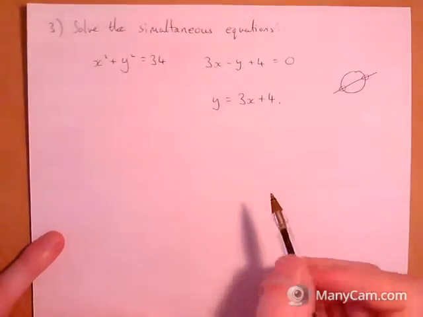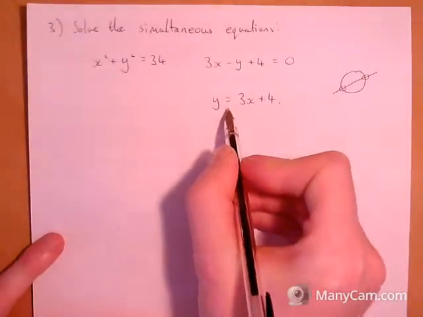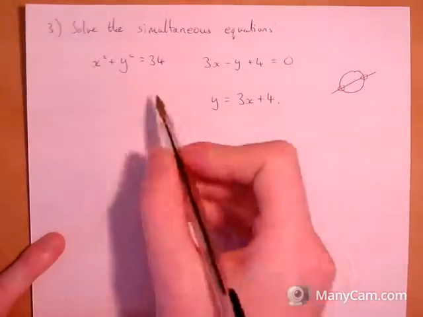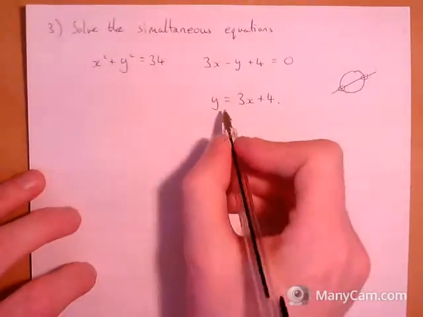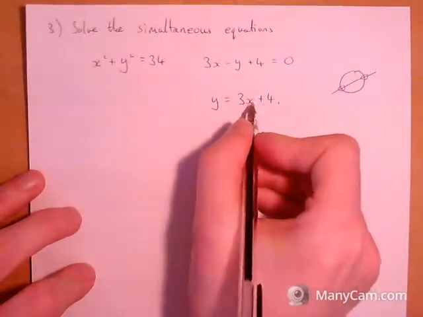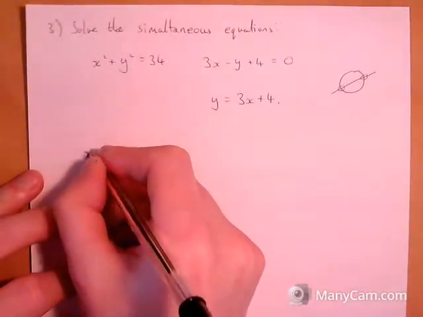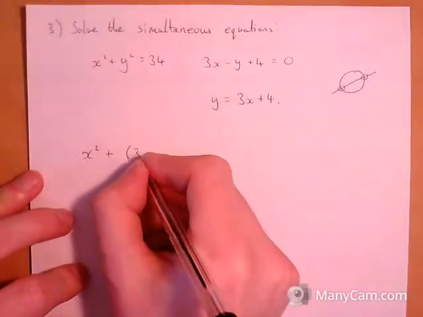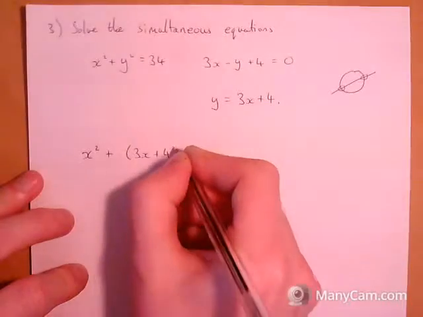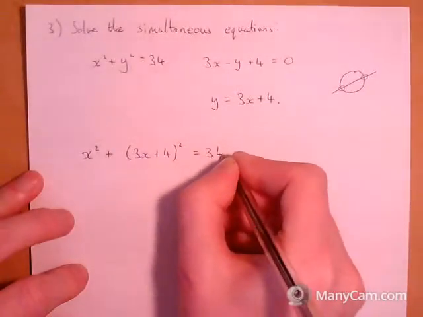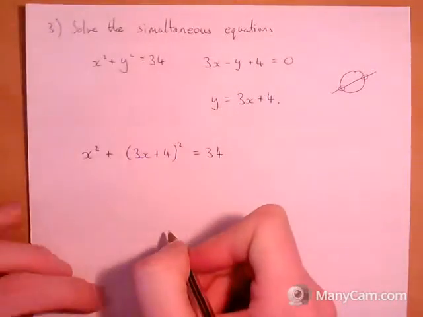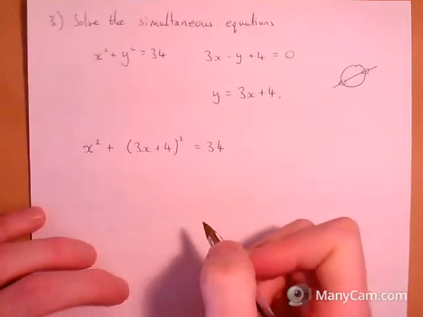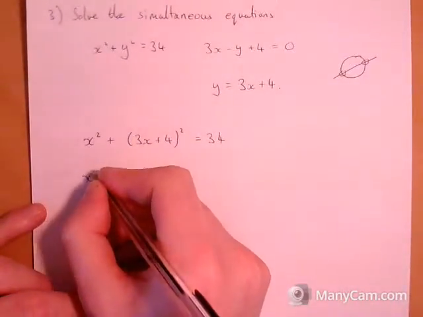So now that I've got to that stage, I can then substitute my value for y, my 3x plus 4, into this equation for a circle. So my y is going to change into 3x plus 4, so I end up with x squared plus (3x plus 4) squared equals 34. And now I just need to simplify this, expand the brackets, and make it equal to 0. So let's do that, x squared at the front.